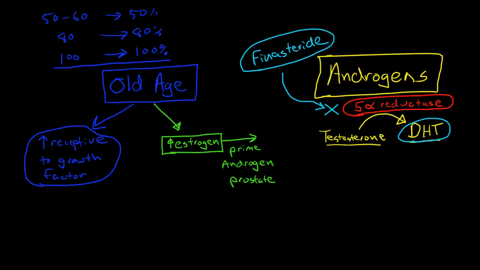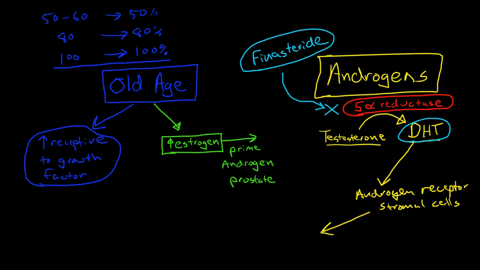Now, what does DHT do in the prostate? Well, DHT directs or stimulates androgen receptors, and these androgen receptors on stromal cells, so the smooth muscle cells, primarily will stimulate stromal cells to grow, so we get growth of the number of smooth muscle cells, and they also stimulate the growth of acini cells, the cuboidal and columnar epithelium inside the acini.